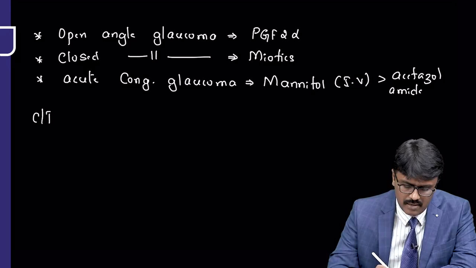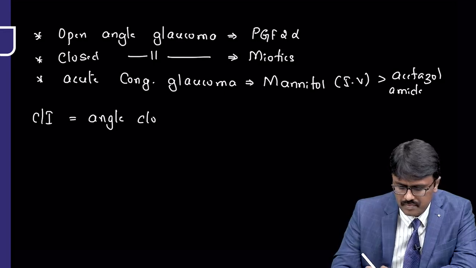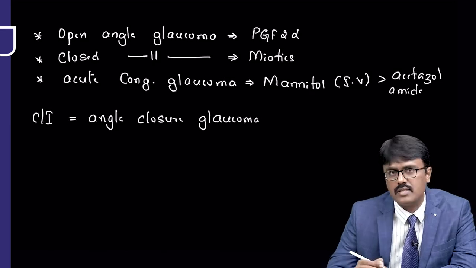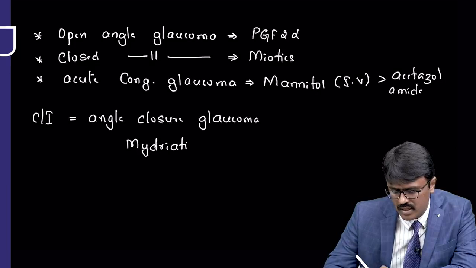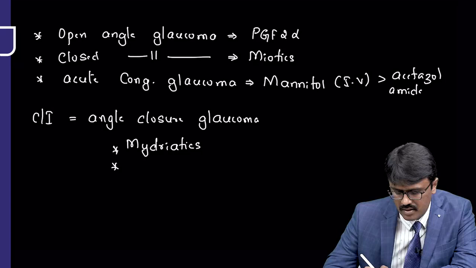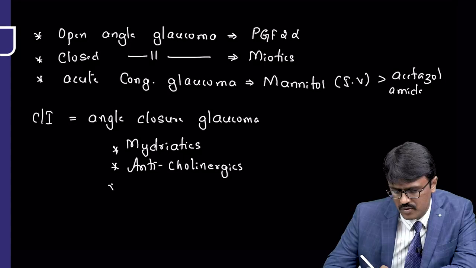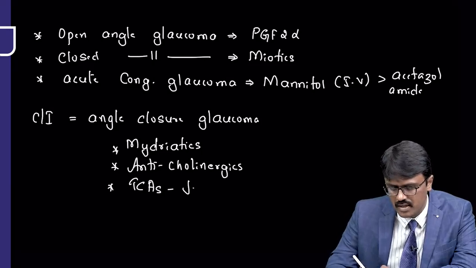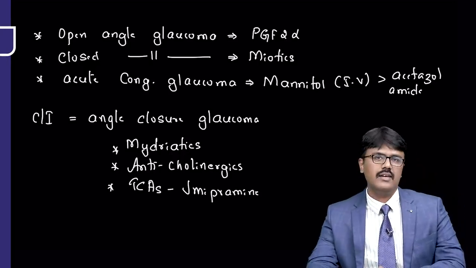Now what is contraindicated in angle closure glaucoma or closed angle glaucoma? Don't use mydriatics. I'll just give certain examples. For example, atropine or anticholinergic drugs should not be used. And the drugs used in CNS which have this property, the TCAs, tricyclic antidepressants, should not be used, for example, imipramine. So this is the summary of the drugs used for glaucoma.